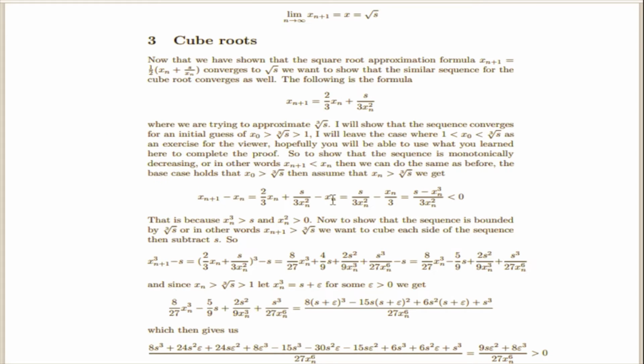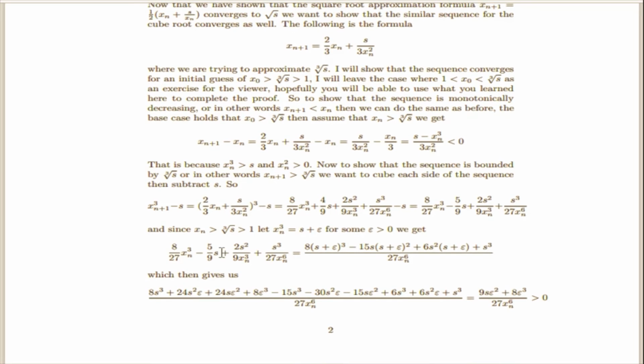So if we have a 2/3 x sub n and a minus 1 x sub n, that just equals negative 1/3 x sub n, right? So then we're able to get a like denominator with 3 x sub n squared to get s minus x sub n cubed over 3 times x sub n squared, which overall ends up giving us a negative over a positive, and that's because we assumed that x sub n is greater than the cube root of s. So x sub n cubed is greater than s, which means that s minus x sub n cubed is less than 0.